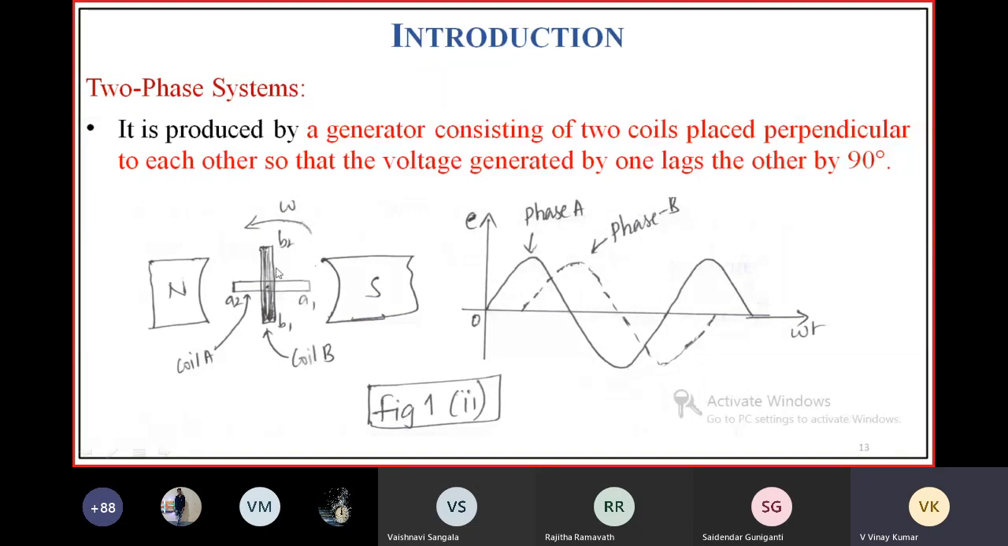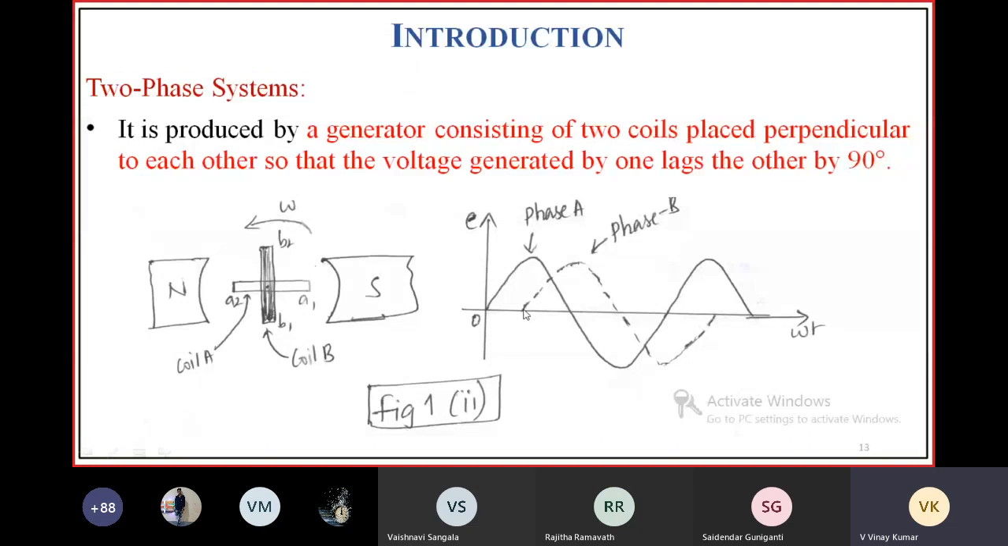The displacement between these 2 coils should be 90 degrees physically. This is coil 1, whereas this is coil 2. These 2 coils are displaced by an angle of 90 degrees from each other. This is the voltage produced by coil 1. Then the voltage from coil 2 starts from here. This voltage lags this voltage by an angle of 90 degrees.